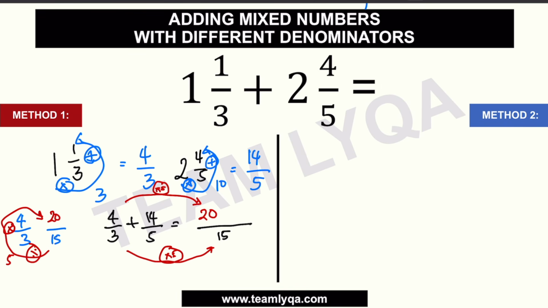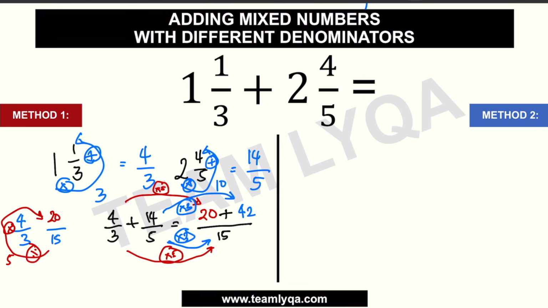Okay? So, now, we're done with 4/3. Next is 14/5, which we will also add. Now, for the 5, to make it 15, what I did was times 3. Because 5 times 3 is 15. So, I'm just going to do the same here. 14 times 3. That will give me 30 plus 12. So, 42.